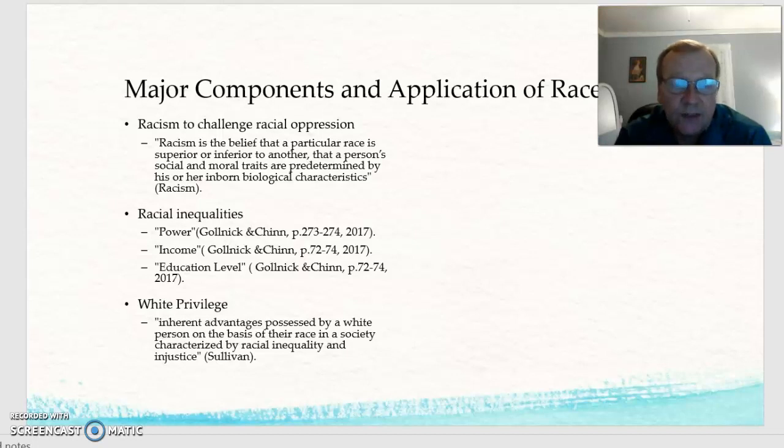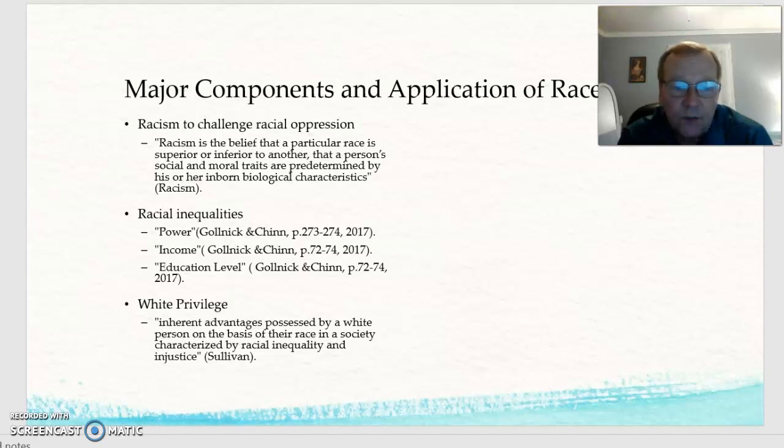Another point would be racial inequalities. The racial inequalities that I think of or come to mind are power, the inequality of income, and the inequality of the education level. And these are mostly from our textbook, Gollnick and Chinn, on pages 72 through 74.